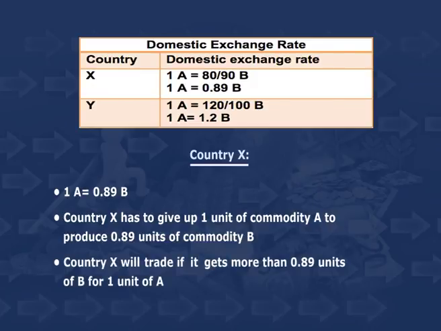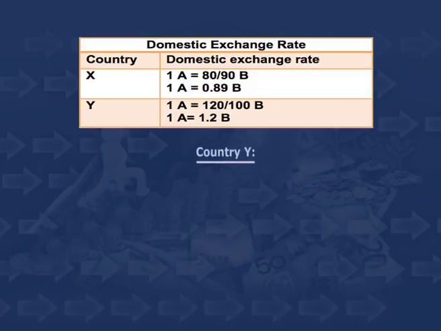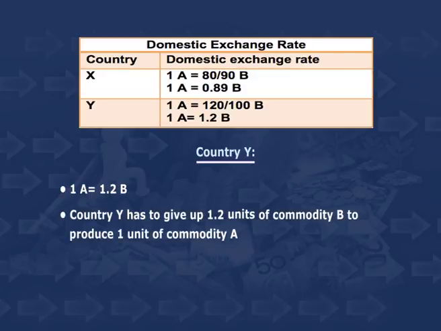Country X will trade if it gets more than 0.89 units of commodity B for 1 unit of commodity A. Let me talk about country Y. In country Y, 1 unit of commodity A is equivalent to 1.2 units of commodity B. Country Y has to give up 1.2 units of commodity B to produce 1 unit of commodity A.